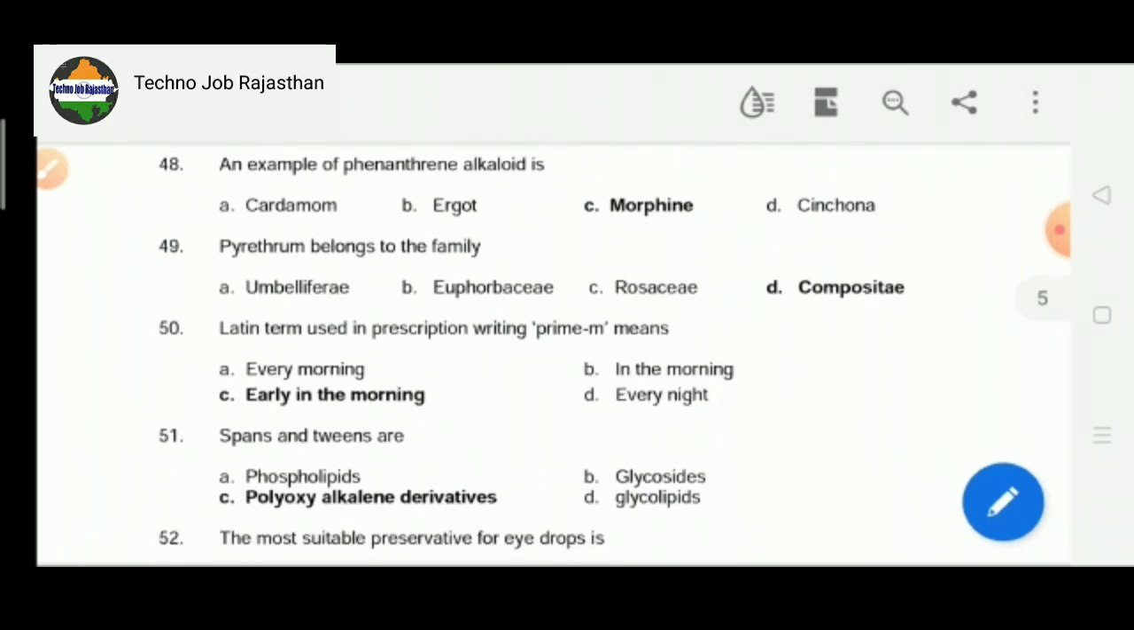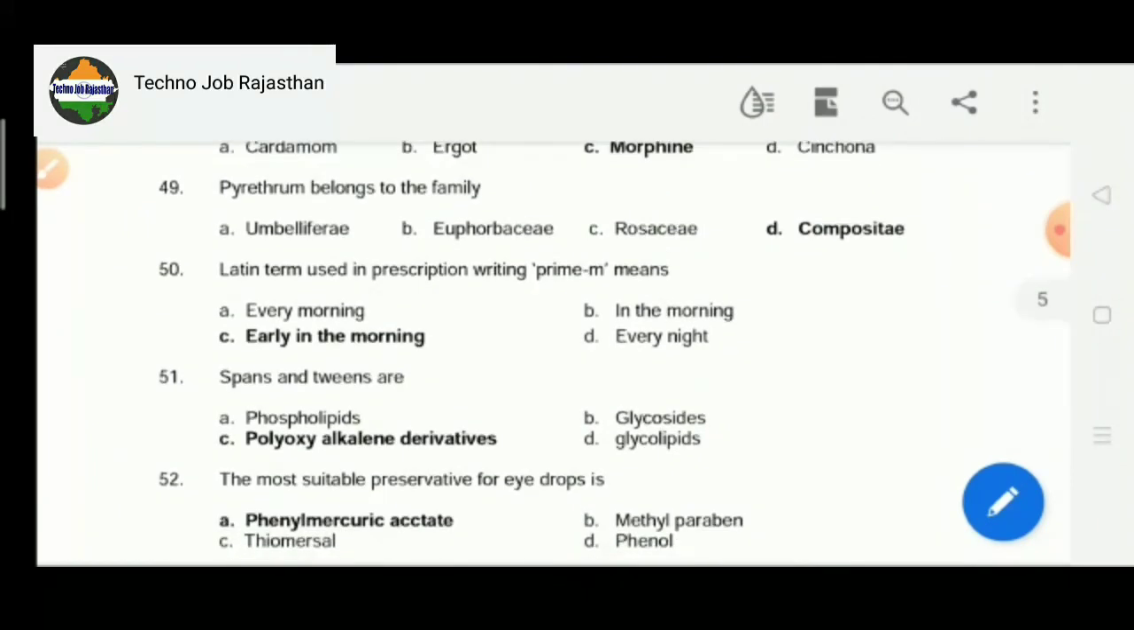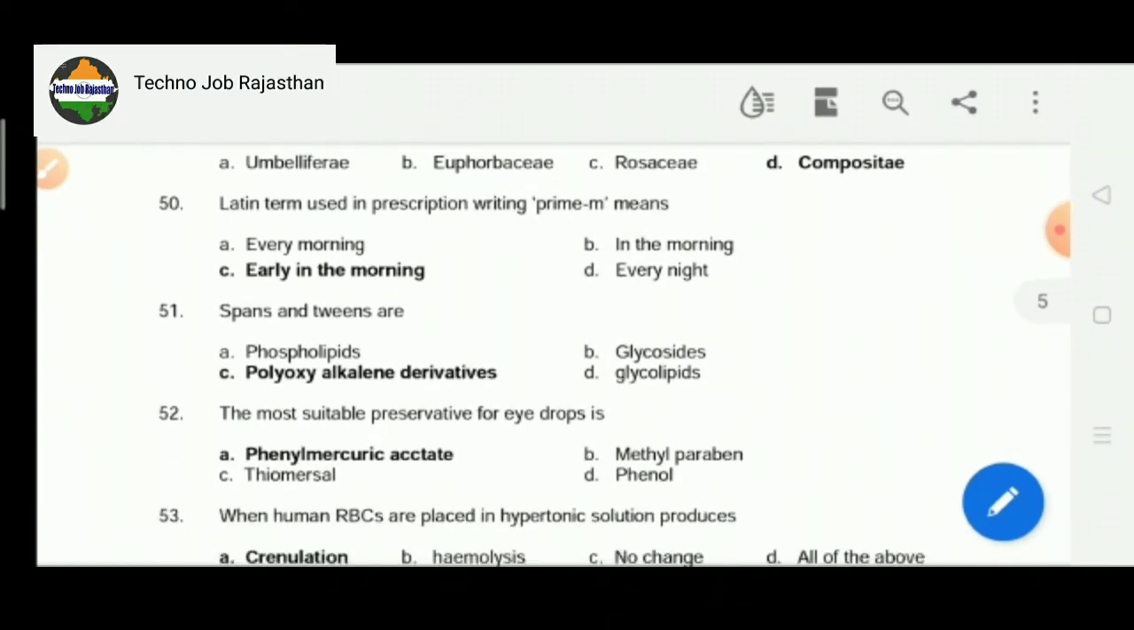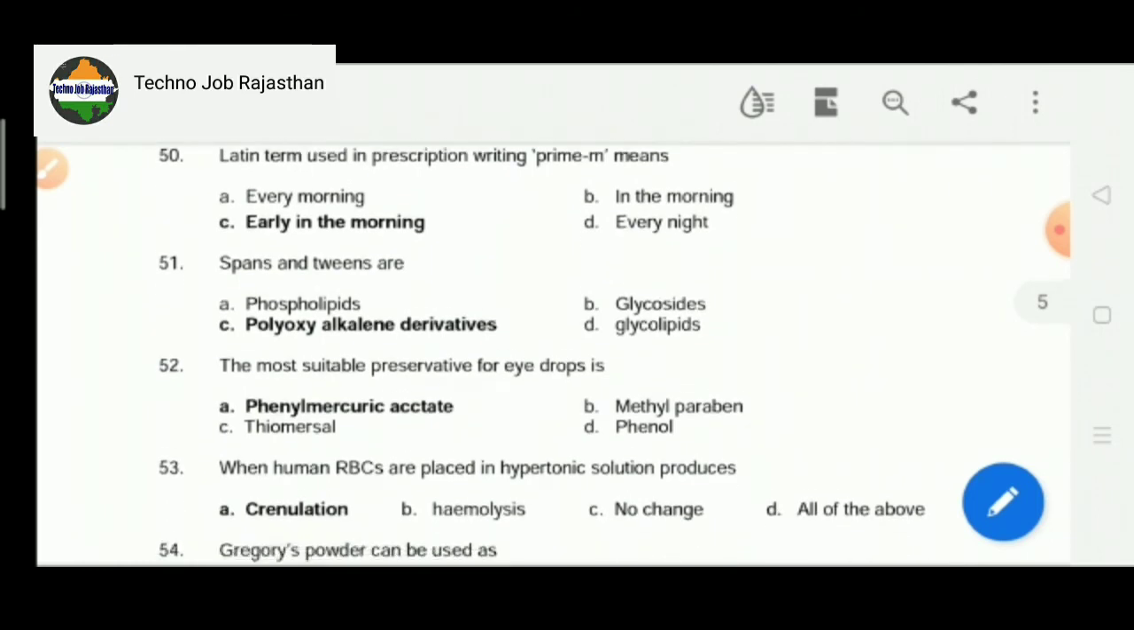Question number 49: pyrethrum belongs to the family. Option A is Umbelliferae, option B is Euphorbiaceae, option C is Rosaceae, option D is Compositae. So the correct answer is option D, Compositae. Question number 50: the Latin term used in prescription writing prime mane means option A early morning, option B in the morning, option C early in the morning, option D every night. So the correct answer is option C, that is early in the morning.